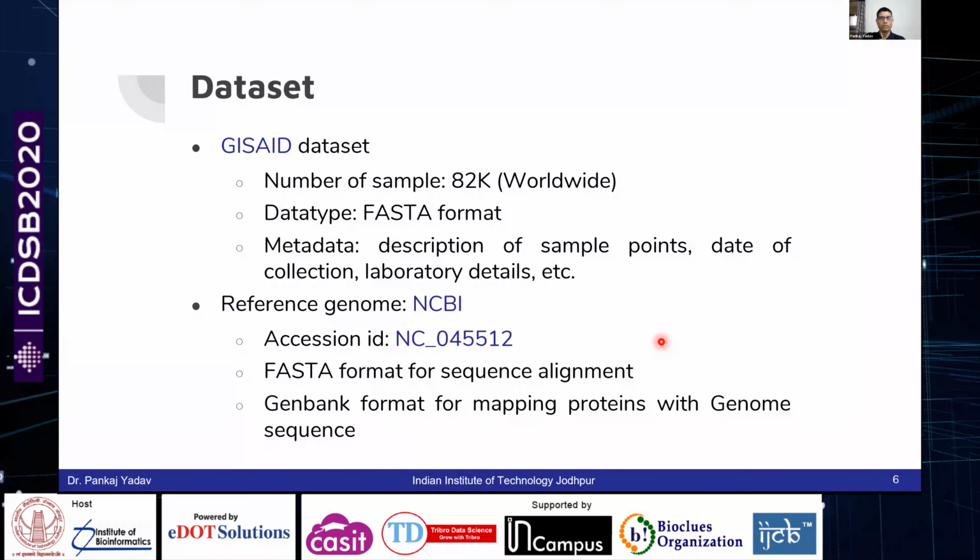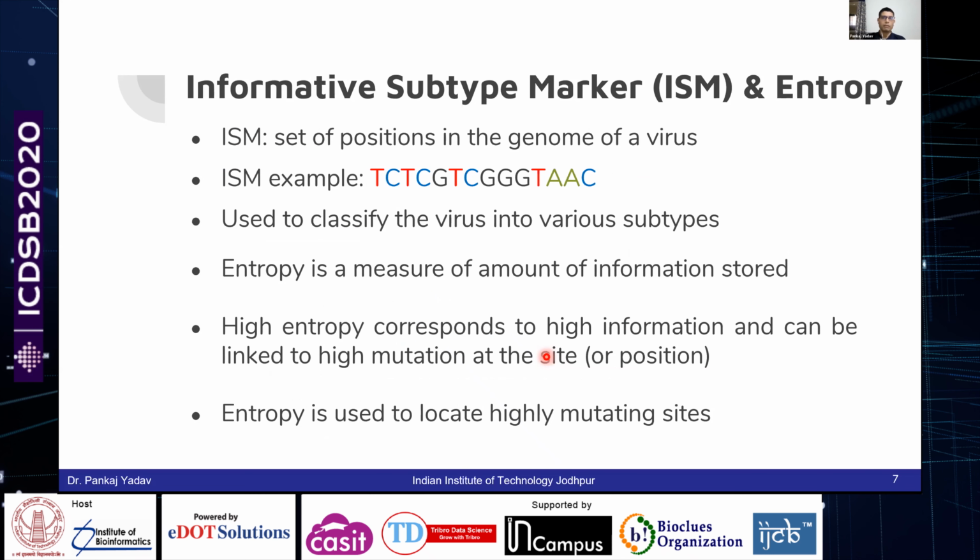First of all, we used openly available data sets because of limited resources. We got data from GISAID, around 82,000 samples deposited from different countries, in FASTA format, and there is also metadata, meaning a description of the sample points, date of collection and so on. For the reference genome, we took it from NCBI with an accession ID list for multiple alignment and so forth. So this is the data.